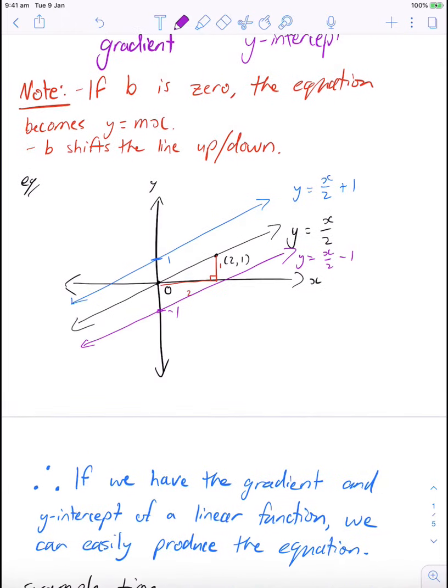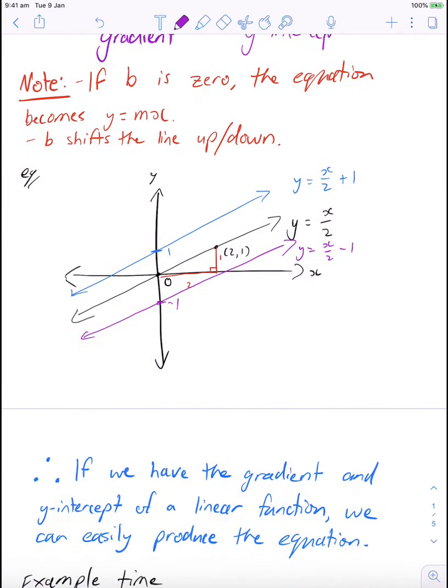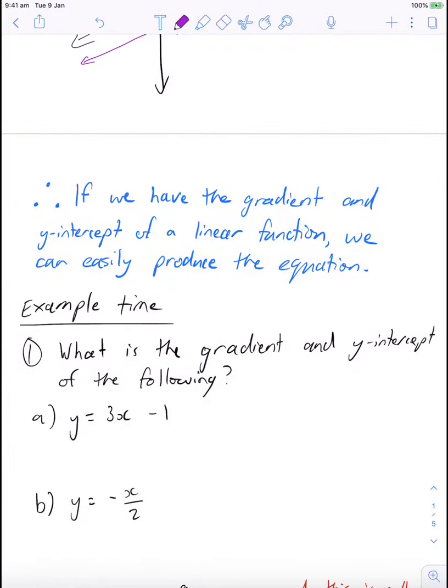Okay, so what do we need this formula for, this gradient intercept form? As I said, the beauty is that if we have the gradient and y-intercept of a linear function, then we can easily produce the equation for that line. So let's look at some examples. What is the gradient and y-intercept of the following?